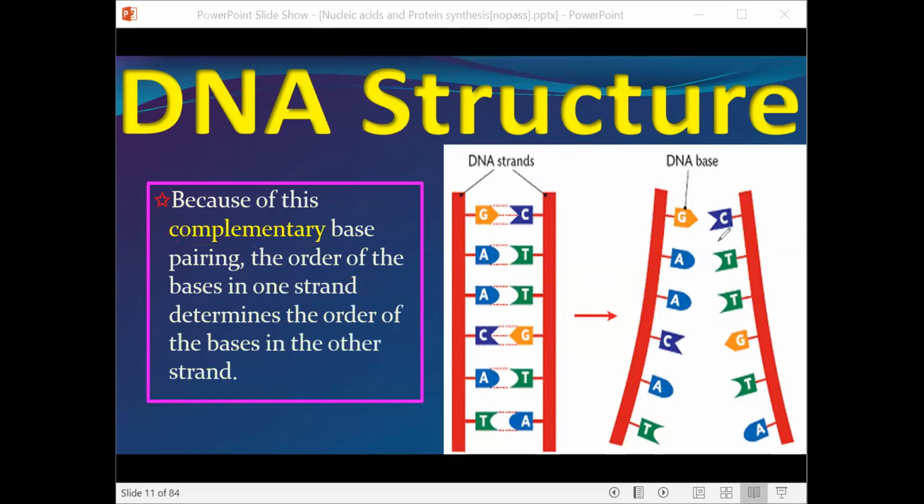So if you know the sequence of one of the strands, then the other strand will automatically be known. We will be able to figure it out. How? By the base pairing that is there. C pairs with G, T pairs with A, A pairs with T, and G pairs with C, or C pairs with G.